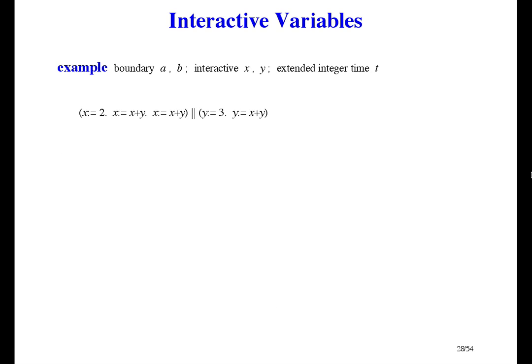Let's see an example. We can stick with boundary variables a and b, interactive variables x and y, and extended integer time variable t. The example has two processes in an independent composition, so we have to partition the variables. Obviously, x goes with the left process, and y goes with the right process. A could go with either process, so I'll put it in the left process, and b could go with either process, and for no good reason, I'll put it in the right process.